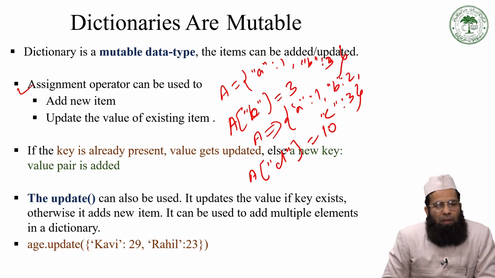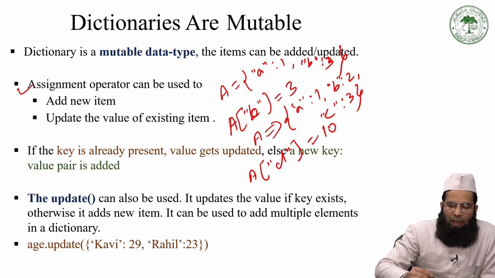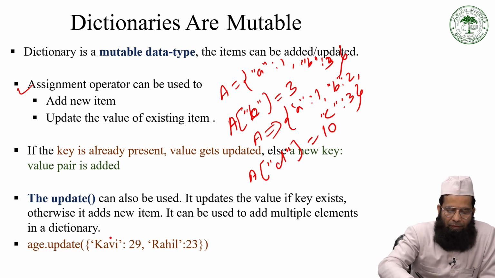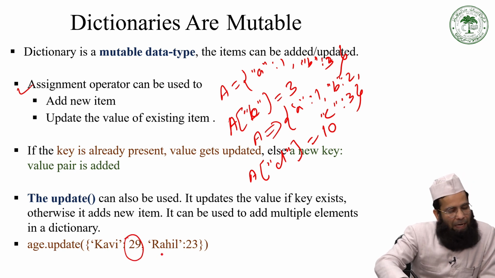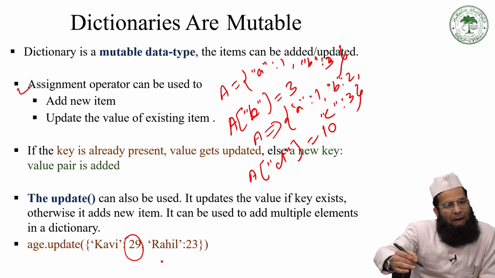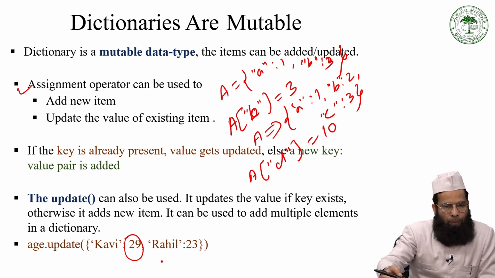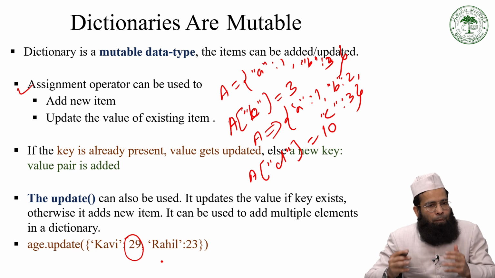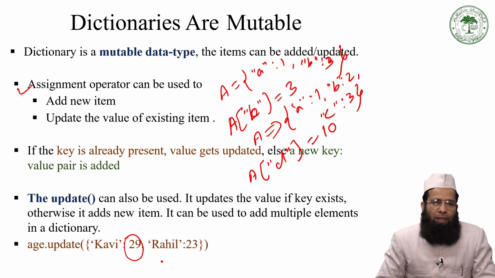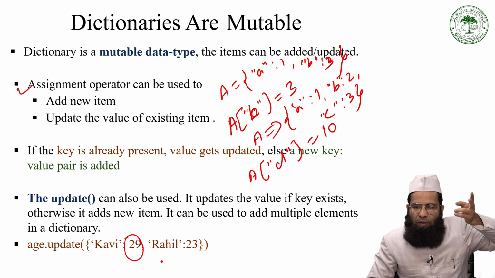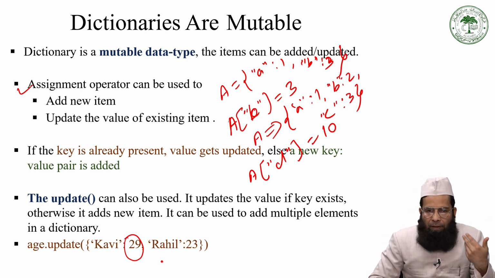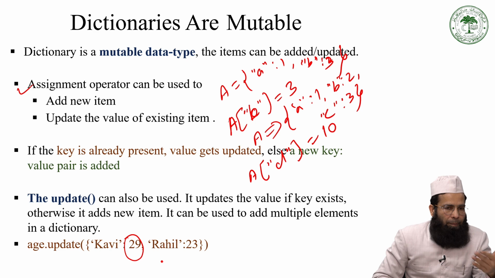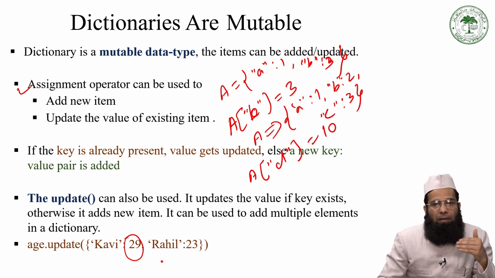You can also use the update method to update the values. It updates the value if the key exists. Otherwise, it adds a new item. So let's say Kavi is present, so the value would be updated. And let's say Rahil is not present, so Rahil would be added with this value, that is 23. In this way, you can update more than one element of a dictionary. So you have two different options: either you can use the index operator in the form of a key, or you could use the update method to update the dictionary.